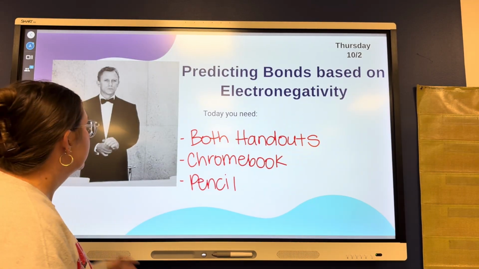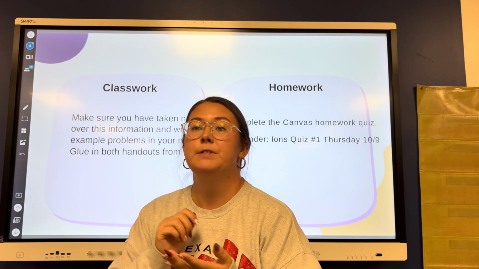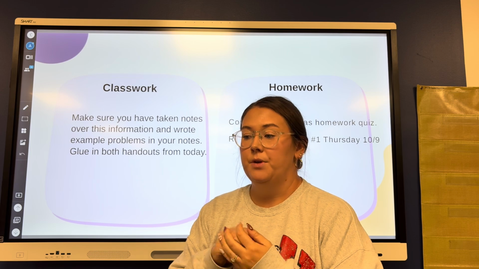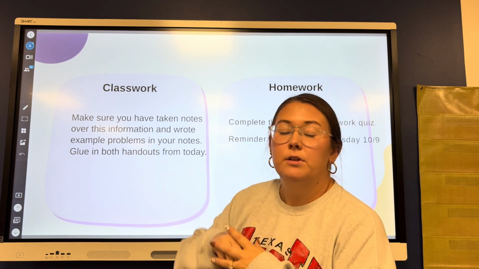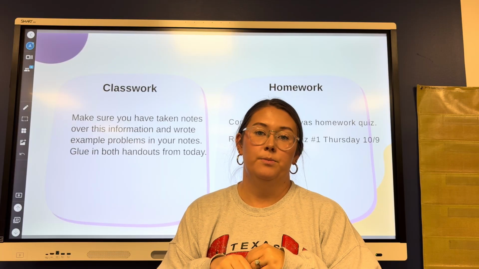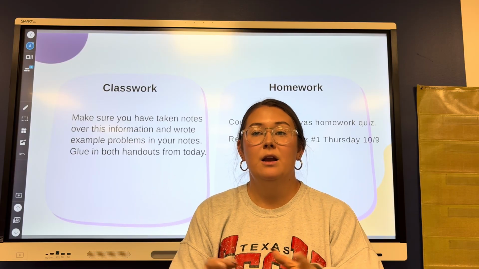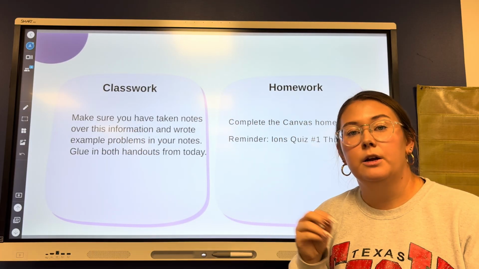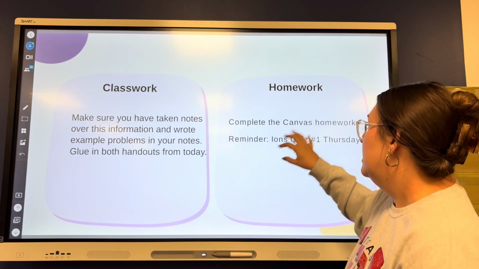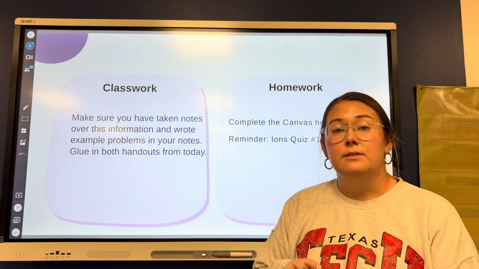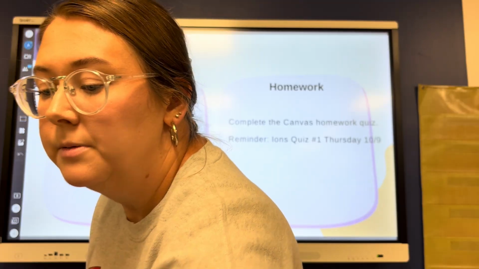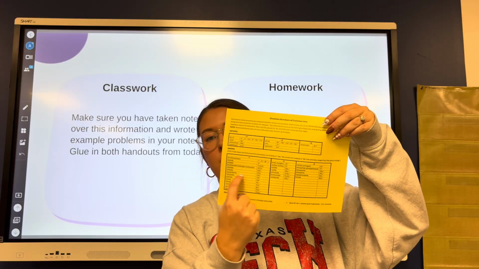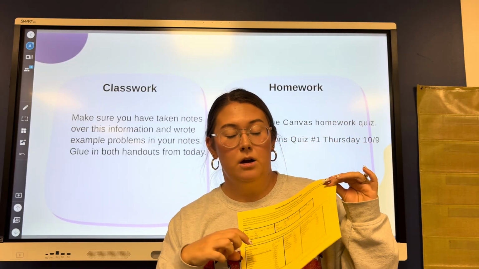Okay, your homework for tonight. First off, make sure that you have taken notes over electronegativity differences. You've written the examples down that we worked through, and that you have glued both of these handouts into your notebook. Glued or taped or however you do it. Don't have loose papers flying everywhere, okay? For your homework, you're gonna go and complete the Canvas quiz. And then just a reminder, your ions quiz number 1, which is all of your cation ions, and then your anions through hydroxide. Quiz number 1 is Thursday, October 9th, okay?